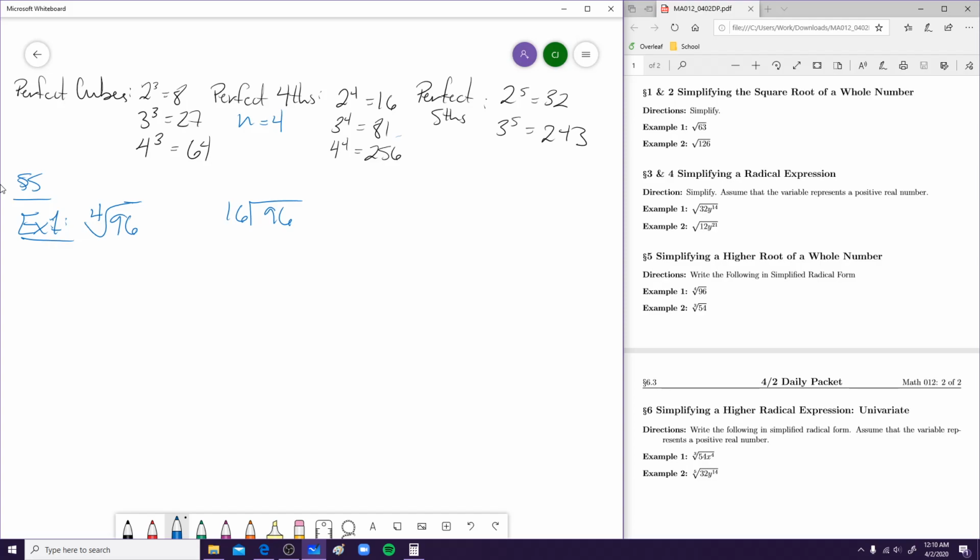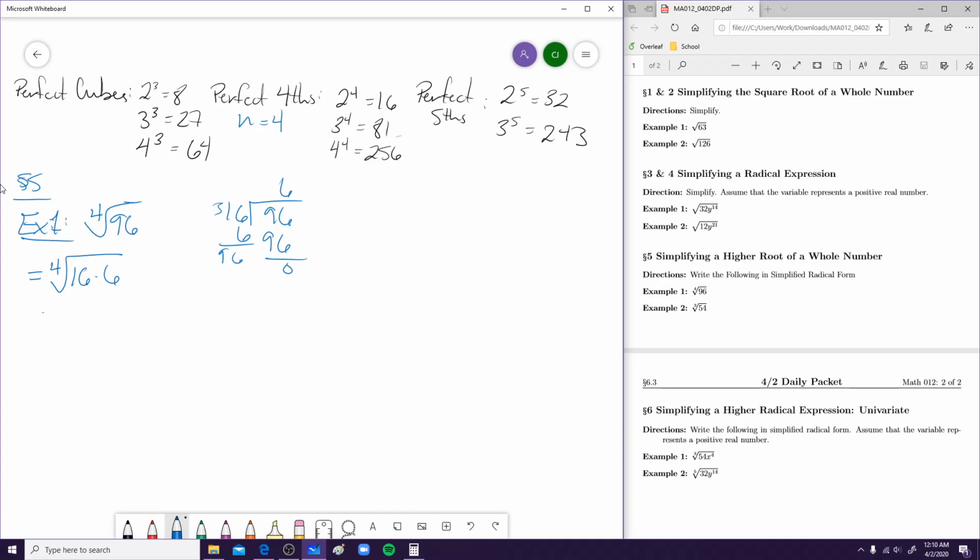So if we do that, let's try 6. Okay, and this does give us 96. 16 is a perfect 4th that goes nicely into 96. So how can I rewrite this? I can rewrite this as the 4th root of 16 times 6.